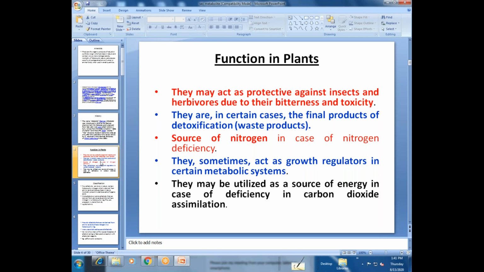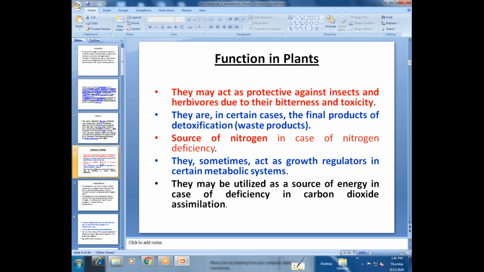Also, since it contains nitrogen, this acts as a source of nitrogen. So in case there is a deficiency in the plant, the nitrogen present in the vacuole as a waste material will be utilized as a nitrogen source. They sometimes act as growth regulators in certain metabolic systems. Nitrogen is majorly present in the amino acids in the proteins, so here the nitrogen acts as a growth regulator also.